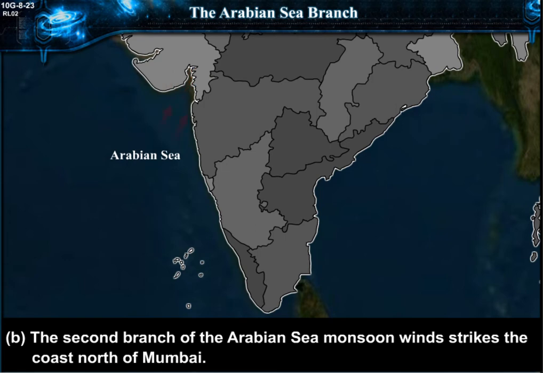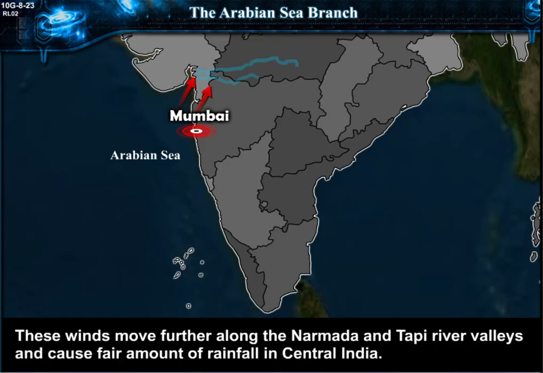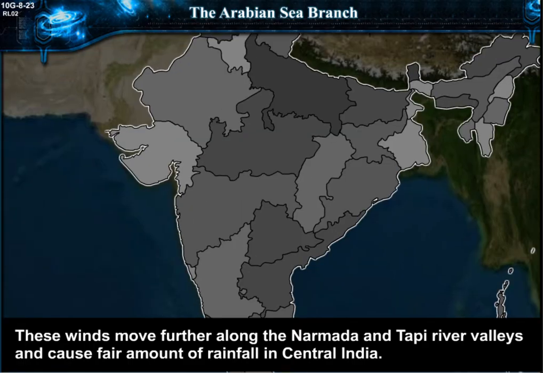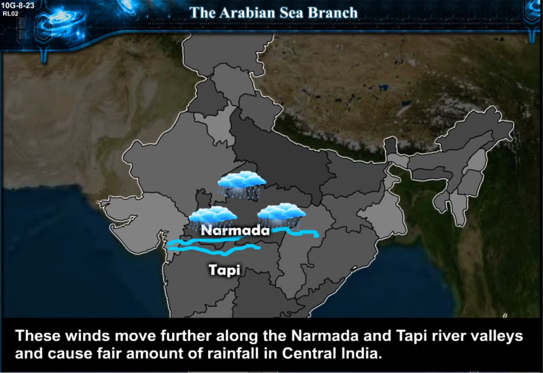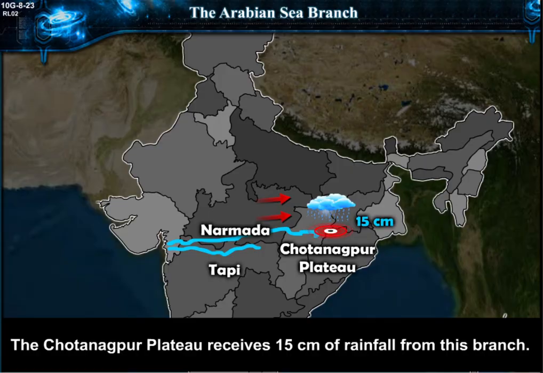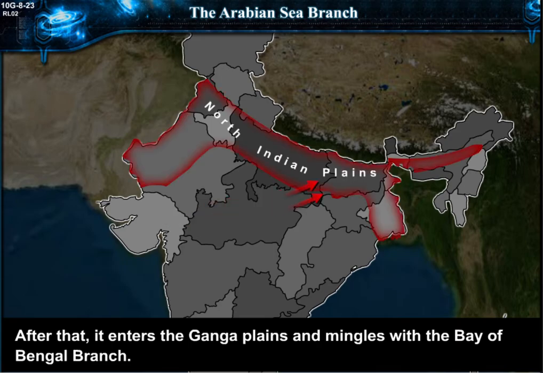B. The second branch of the Arabian Sea monsoon winds strikes the coast north of Mumbai. These winds move further along the Narmada and Tapi river valleys and cause a fair amount of rainfall in central India. The Chota Nagpur plateau receives 15 centimeters of rainfall from this branch. After that, it enters the Ganga plains and mingles with the Bay of Bengal branch.